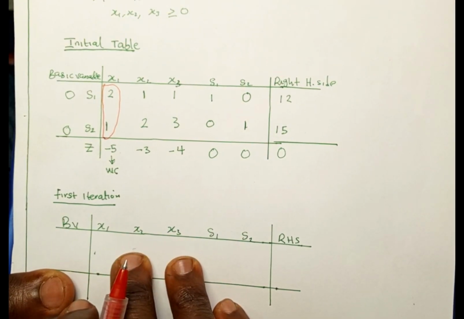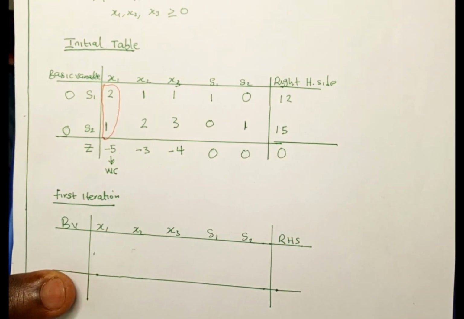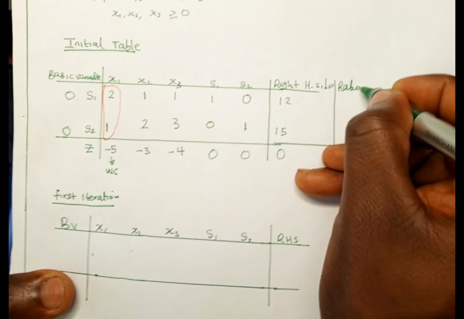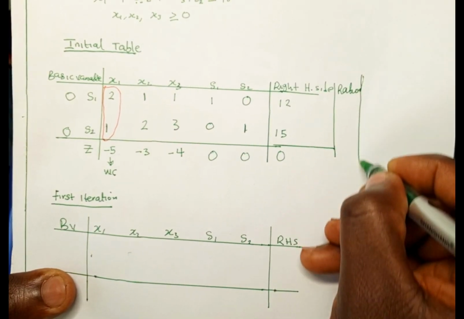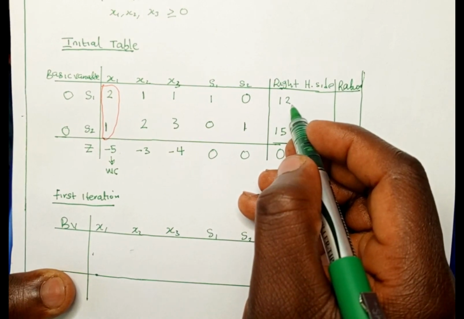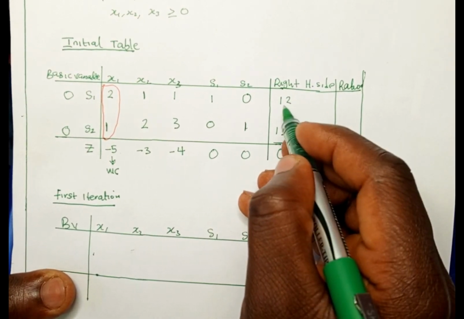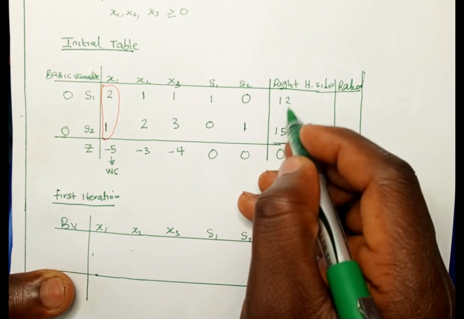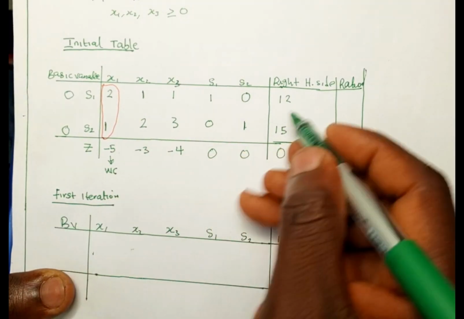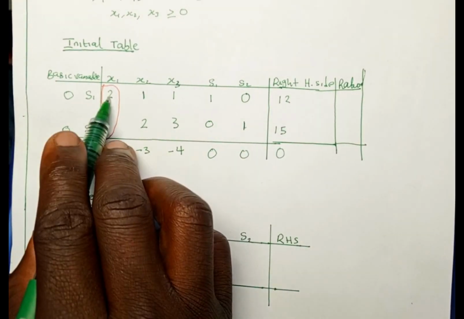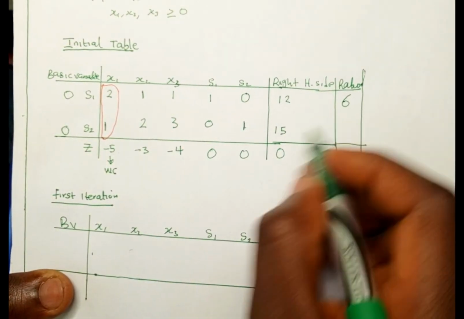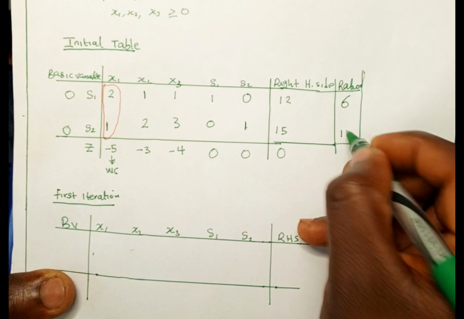Then where is going to be our working row? To get our working row, we are going to create another column, which is called ratio. So how are we going to get the ratio? The ratio is the right hand side divided by the working column. Divided by what? The element corresponding to this working column in this row. So the element of the working column corresponding to this row, 12, is 2. 12 divided by 2 is going to give us 6. Then 15 divided by 1 is going to give us 15.